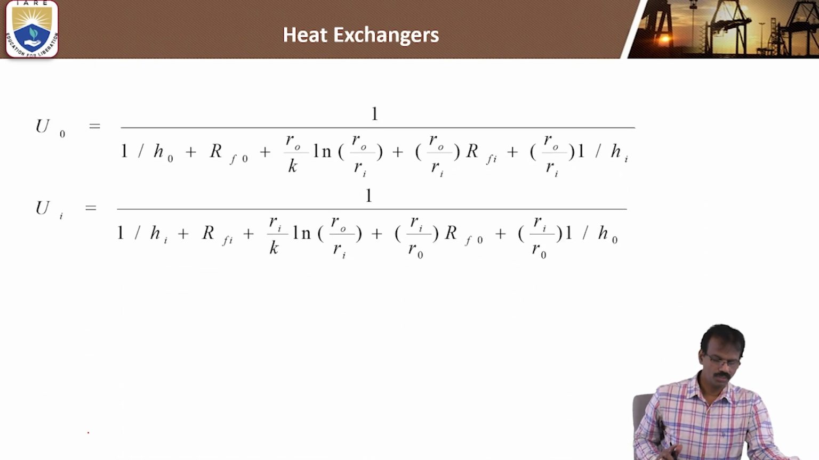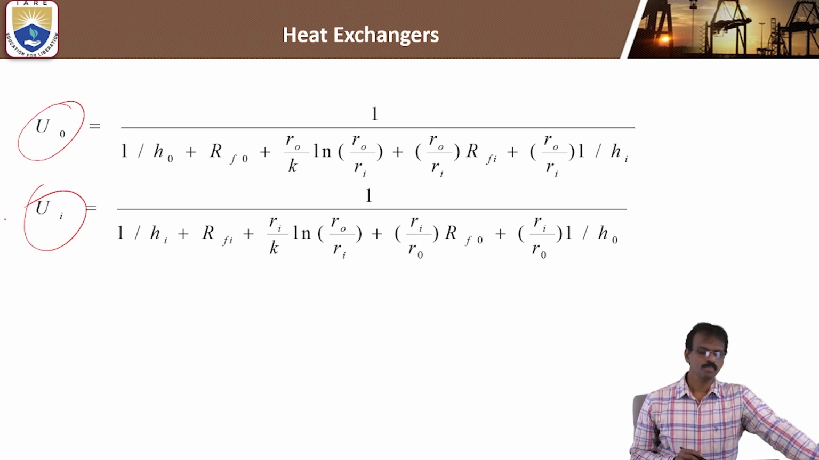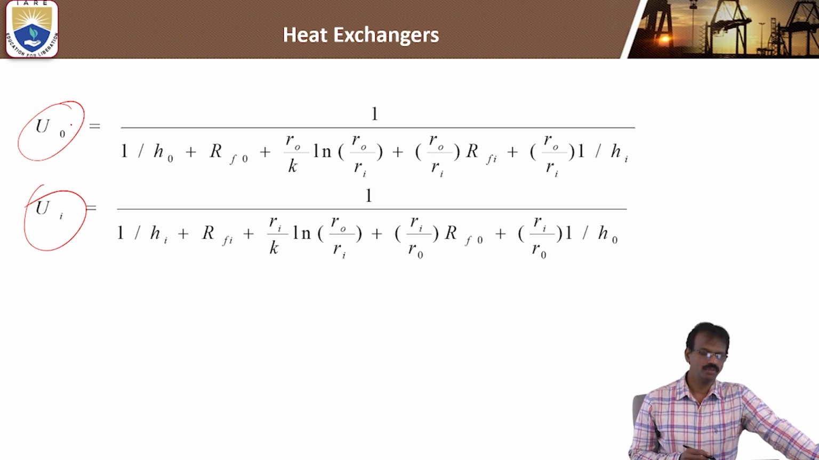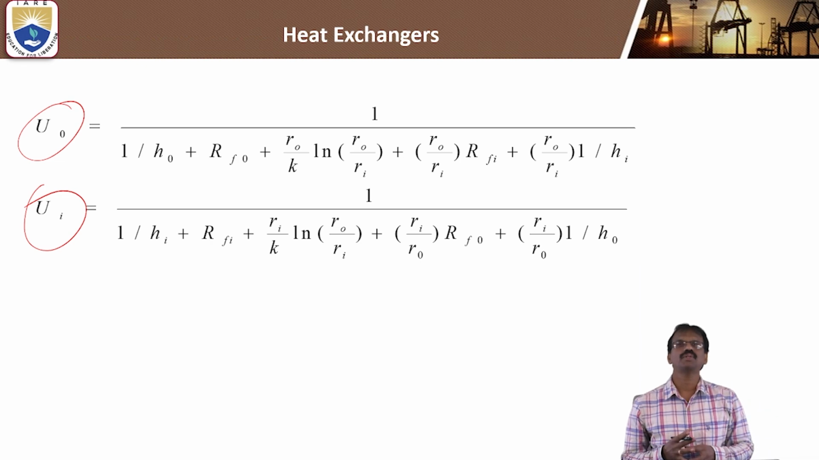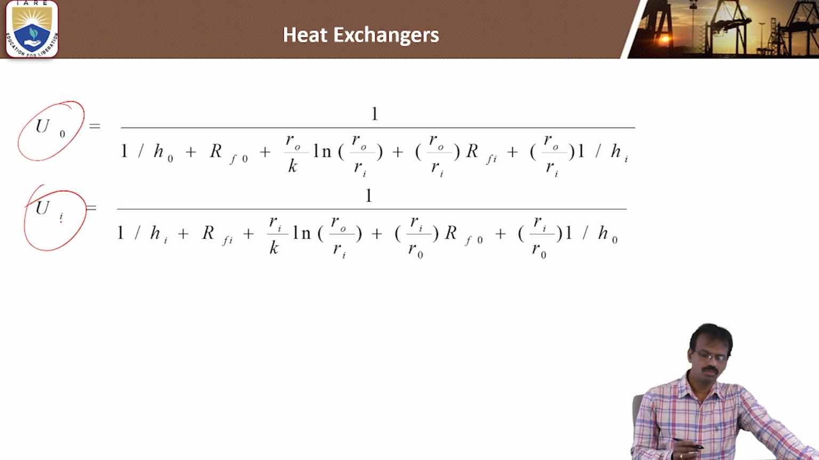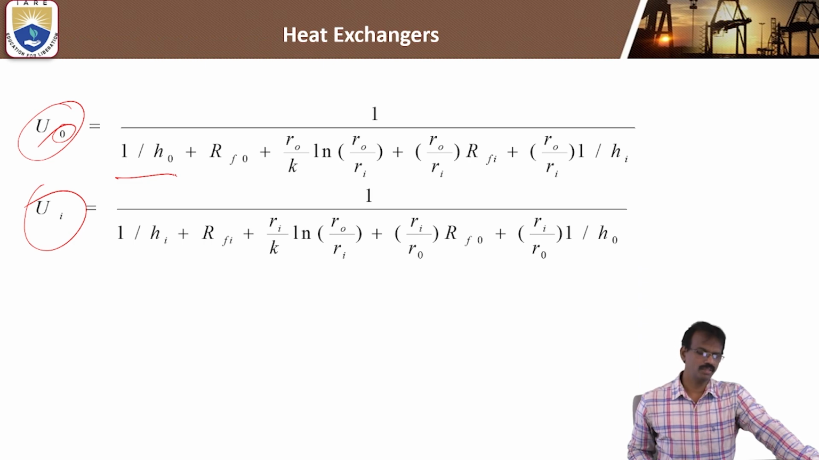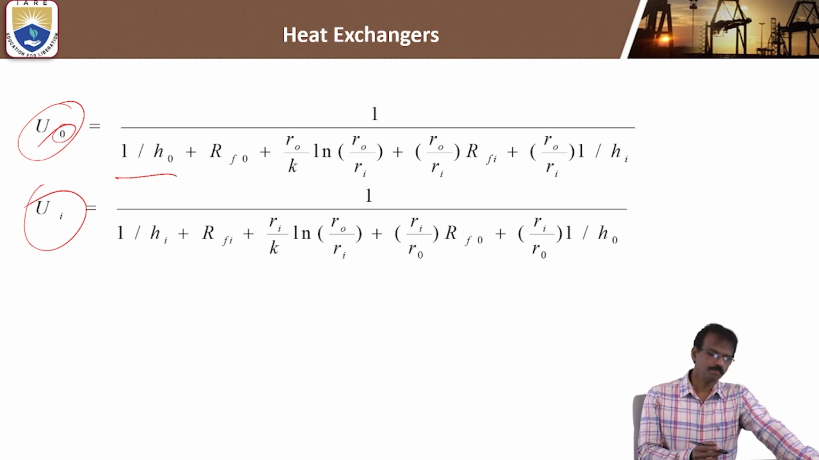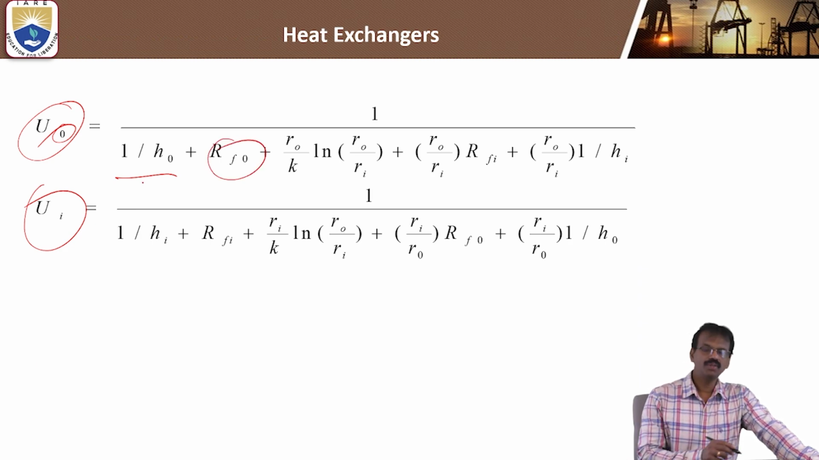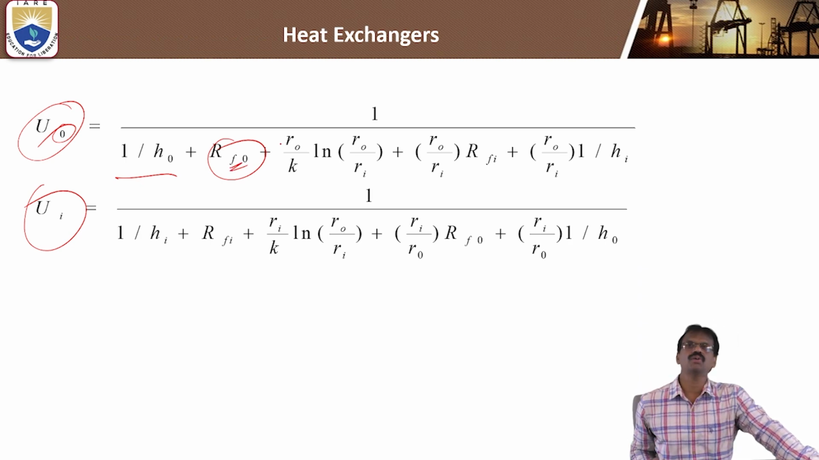Okay. So including fouling resistance, the overall heat transfer coefficient formulas have been given here. This is the U naught, the overall heat transfer coefficient with respect to the outer surface. This one is the overall heat transfer coefficient with respect to the inner surface. With respect to the outer surface, you have to take first the outer surface convection thermal resistance, 1 by H naught. Next, the fouling factor thermal resistance, R F naught. With respect to the outer surface, first you have to add this one.